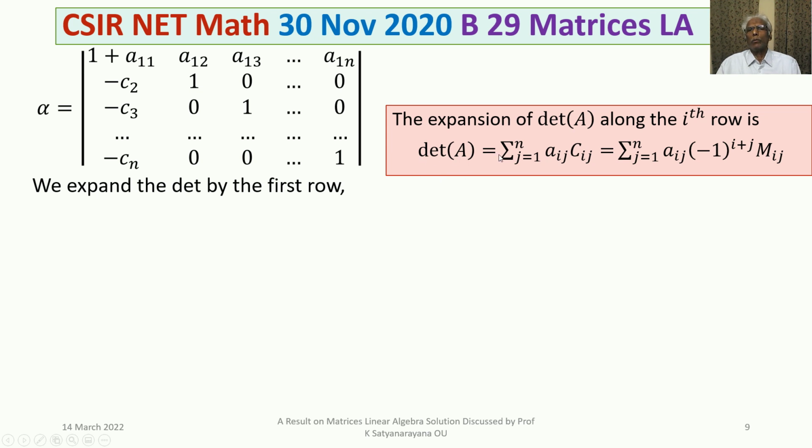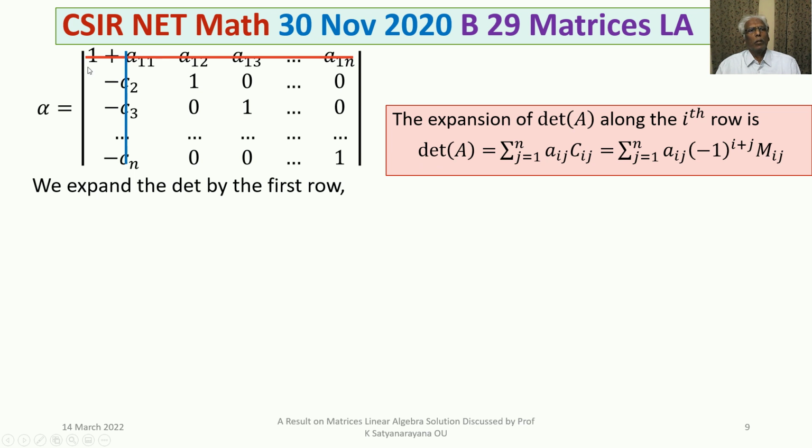Determinant of A is equal to the sum over j from 1 to n of a_ij into the corresponding cofactor C_ij. C_ij is the cofactor of the entry a_ij, where the formula is (minus 1) to the power of i plus j into M_ij, where M_ij is the determinant obtained by deleting the ith row and jth column.